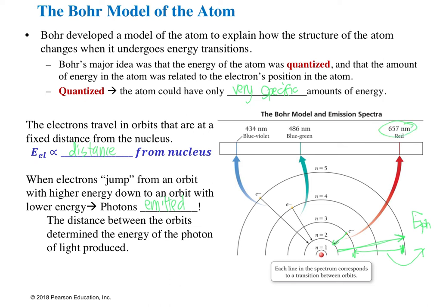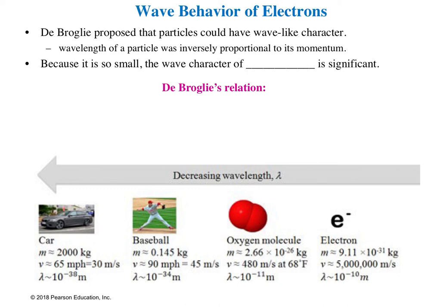And longer distances mean larger energy, so we have shorter wavelengths. So just the same kind of relationships we've seen before, in proportion to energy and wavelength. A scientist named de Broglie proposed that all particles, no matter how big, act like a wave, and that wavelength is inversely proportional to its momentum, which is mass times velocity.